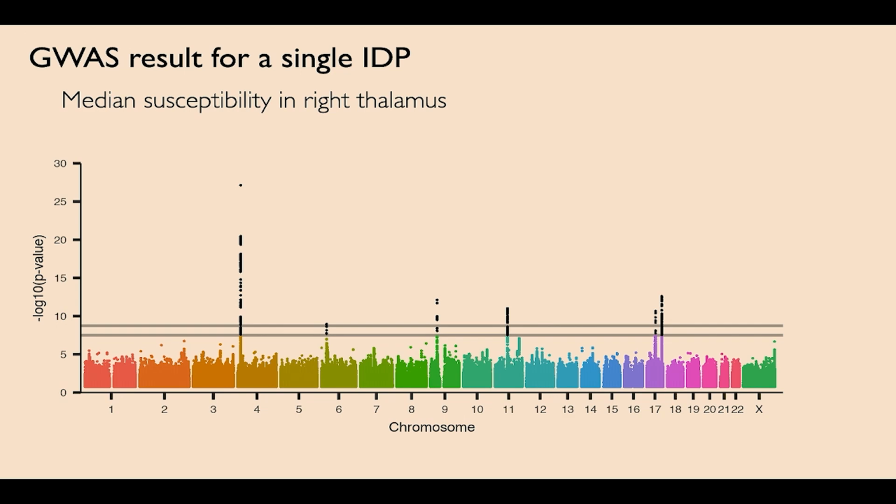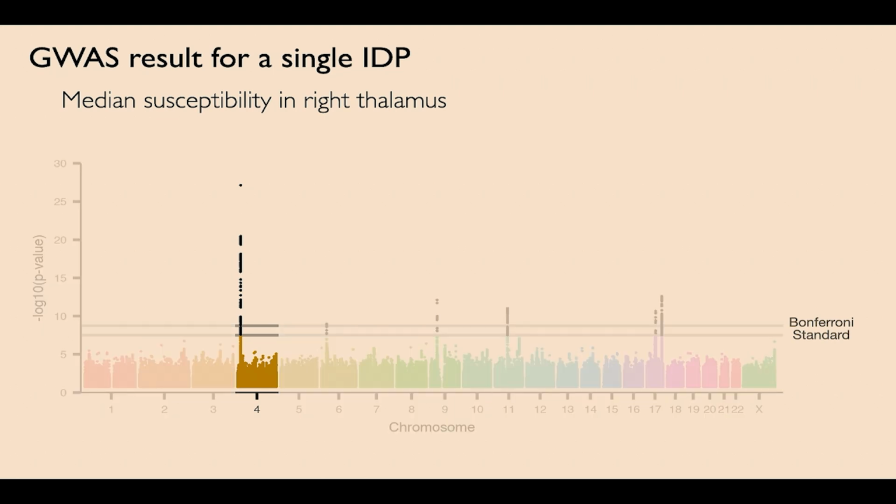Here I'm showing the GWAS result for a single IDP, median susceptibility in right thalamus, using what is called a Manhattan plot, where each point represents one genetic variant, the x-axis gives its location on the genome, and the y-axis gives the significance of its correlation. The 2 horizontal gray lines indicate a standard significance threshold for a single phenotype GWAS, and after Bonferroni correction for the significance threshold. Any genetic variants that pass the threshold are color-coded in black. We see that significant associations are clustered together, such as here in chromosome 4.